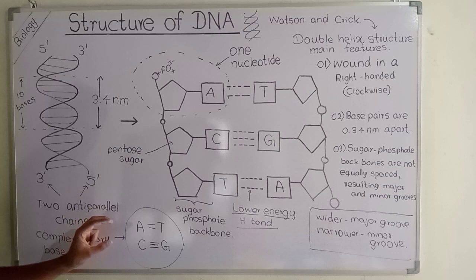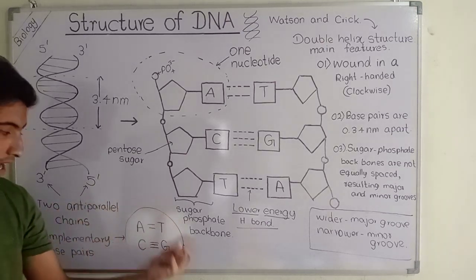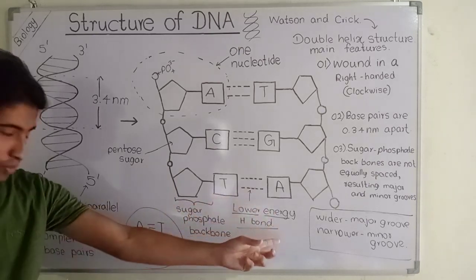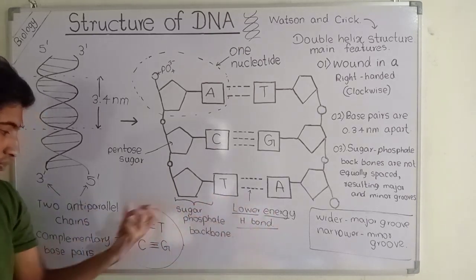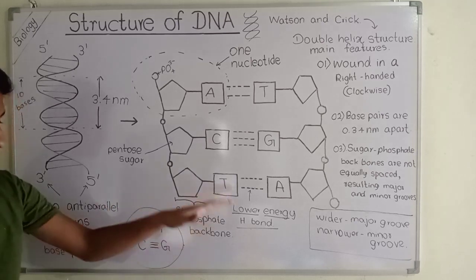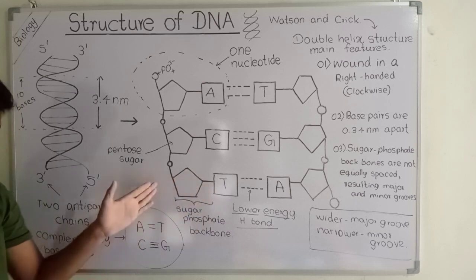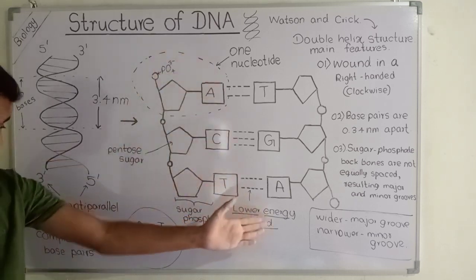If we consider these complementary base pairs, adenine and thymine bond with two hydrogen bonds. Adenine and thymine bond with two hydrogen bonds. These hydrogen bonds are low energy. According to this structure, you can see it.